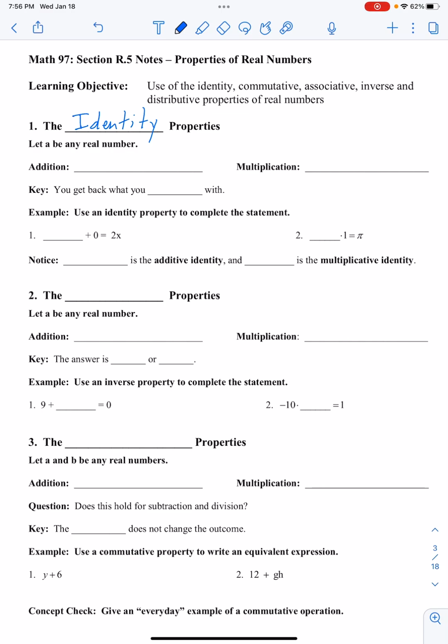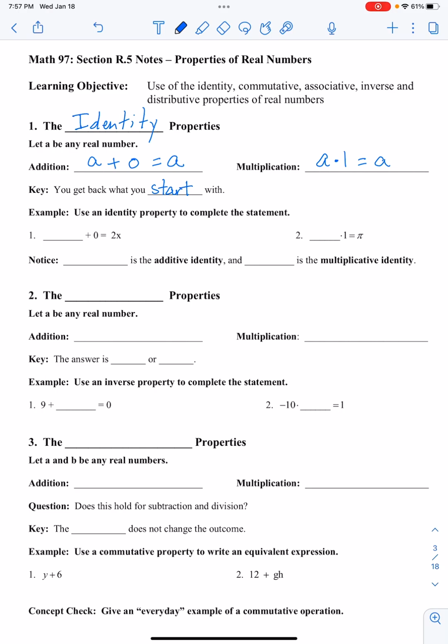For any number A that's a real number, meaning any number on our known number line, for addition, the identity would be A plus 0 is A. For multiplication, A times 1 is A. So the idea of the identity is you want to think about getting back what you started with. So we started with A, and if we add 0, we keep A. If we start with A and multiply by 1, we keep A.